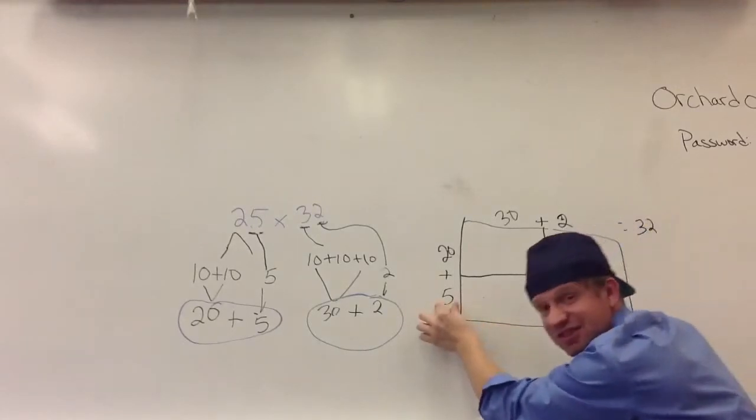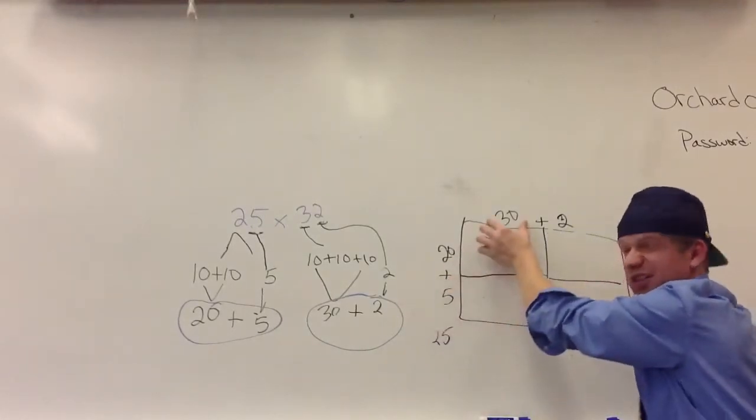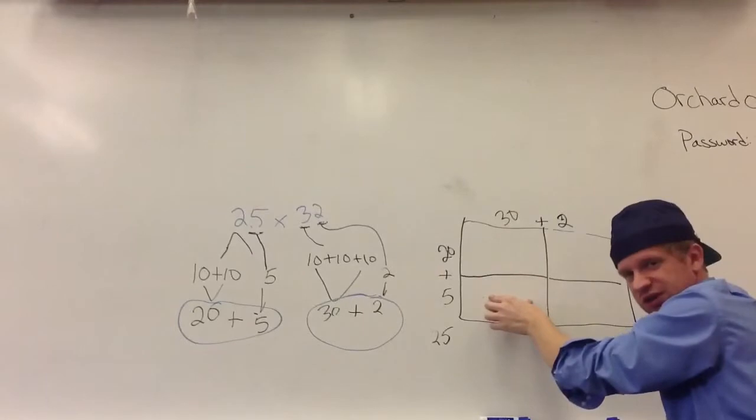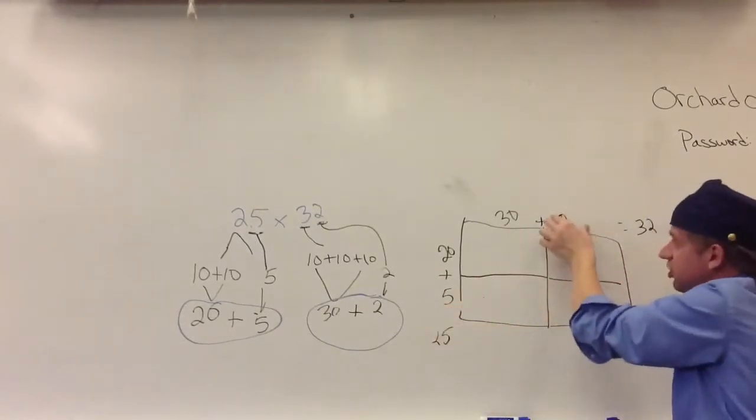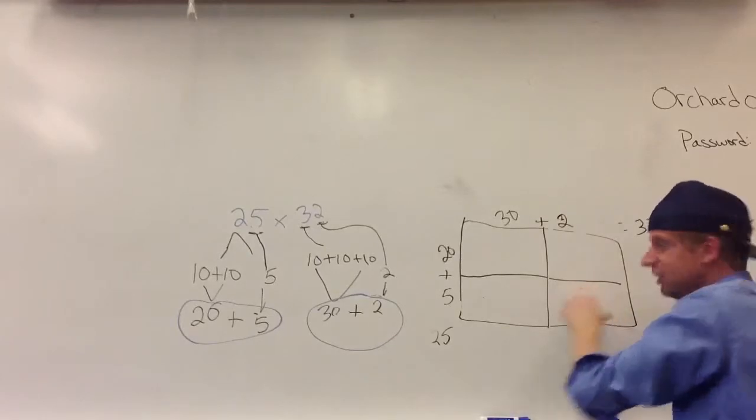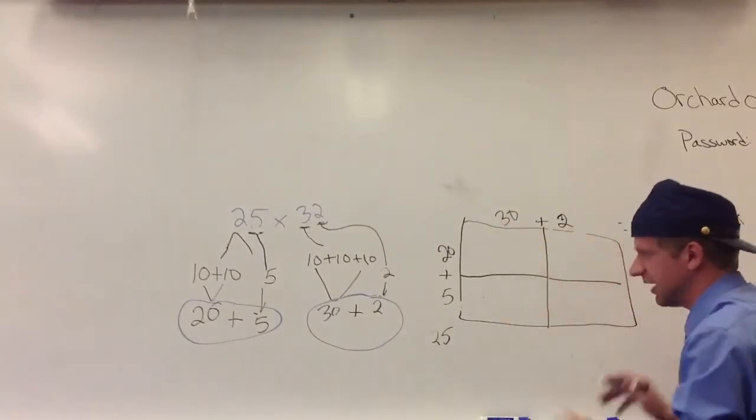Then you're going to take this 5, multiply it by the 30, put that answer in this rectangle. And then you're going to take the 5, multiply it by the 2, and write that answer in that rectangle. Then after, we're going to add them all up. But first, let's get to that part.